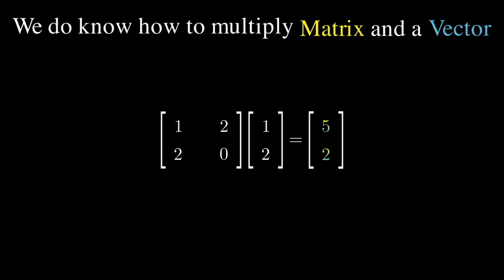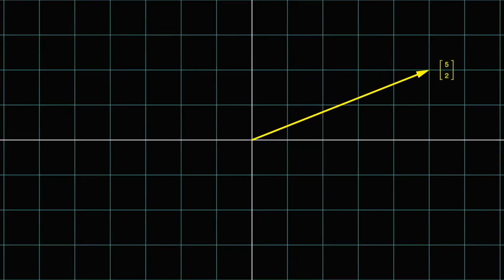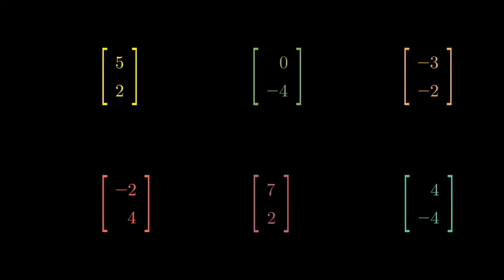And it turns out there is actually a natural way to visualize this. Firstly, we represent a vector as a physical arrow sitting in a two-dimensional space. And as the vector gets multiplied by the matrix, the tip of the arrow moves from the coordinate (1, 2) to the coordinate (5, 2). So that was a visualization for one vector. How about we try to do this with more vectors?